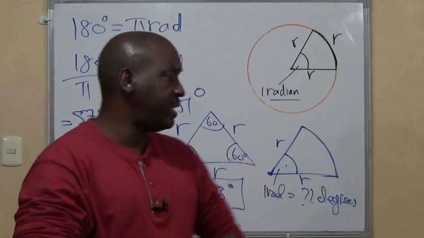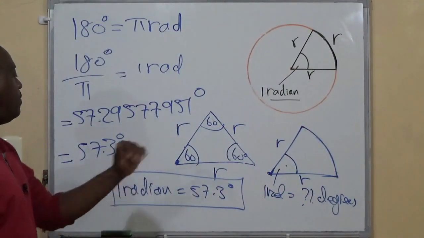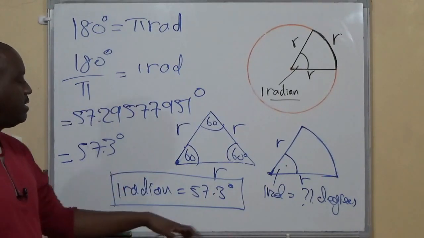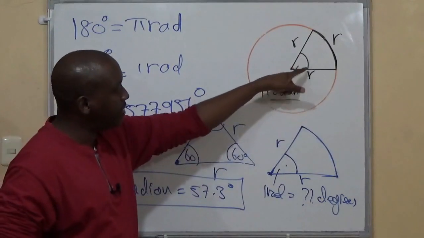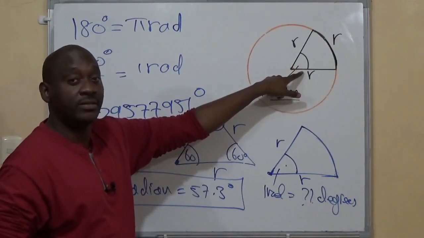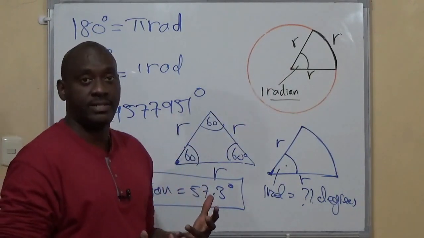All right, so that's basically it. We answered a question that is very common. People want to know how many degrees are there in 1 radian. So in other words, it takes 57.3 degrees to make 1 radian. That is basically what the relationship is.